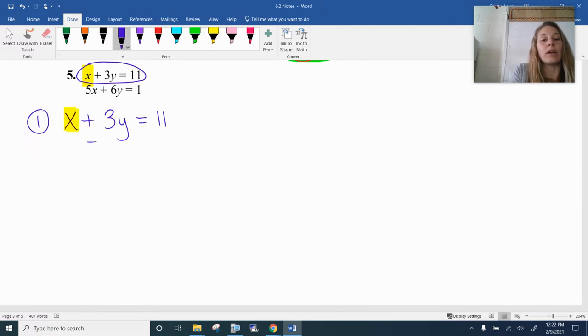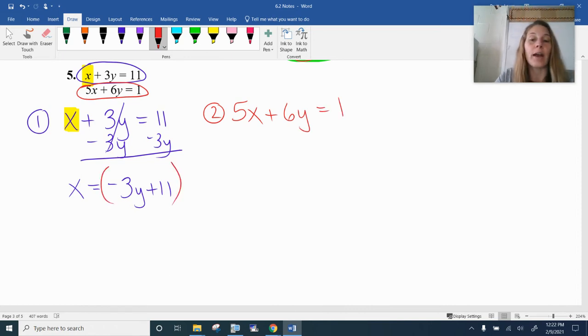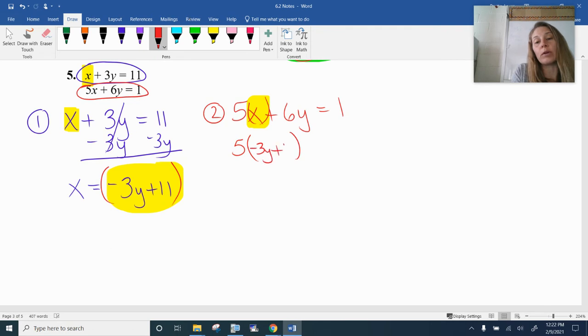So we're going to get that by itself by moving the 3y to the other side by just doing subtraction in this situation. Negative 3y plus 11. So now I'm going to use the other equation for step 2. That would be my 5x plus 6y equals 1. And of course, this expression that we got for x is going to go in for this x here. So we're going to take this negative 3y plus 11, and we're going to put it in for our x next to this 5. Make sure you use those parentheses. Very important.